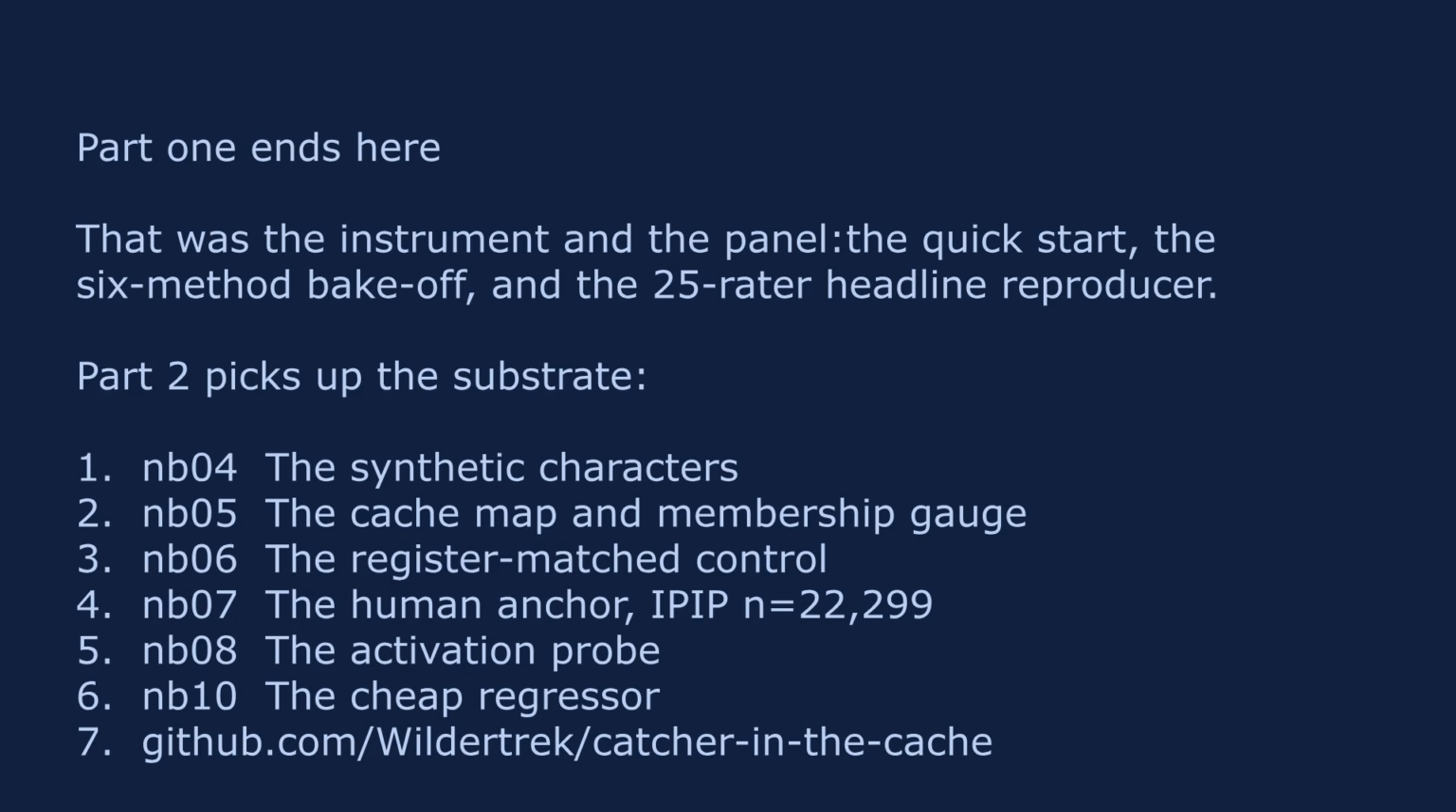Notebook 4 builds the synthetic characters the whole falsifier rests on. Notebook 5 maps the cache boundary and asks whether you can tell, before you rate, that a character is memorized. Notebook 6 rules out writing style. Notebook 7 pins the human anchor. Notebook 8 looks inside the network. And Notebook 10 runs the cheap regressor you would actually deploy.